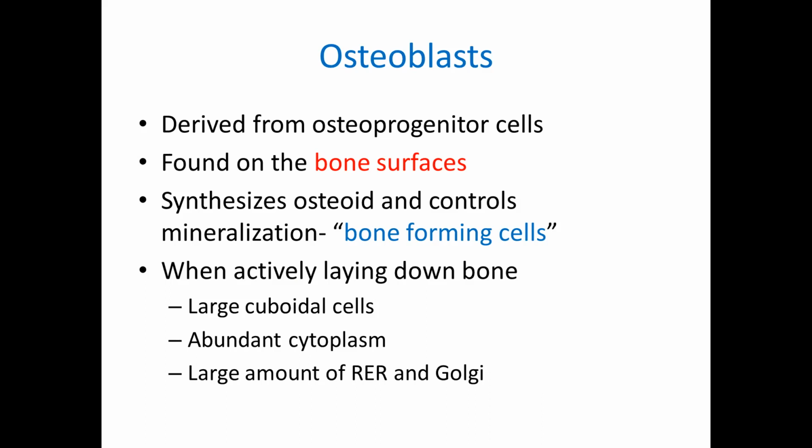Osteoblasts, when they are actively laying down bone, which means secreting the bone matrix, have a large cuboidal shape. They have abundant cytoplasm, large amounts of rough endoplasmic reticulum and Golgi apparatus to produce a lot of the proteins of the matrix.